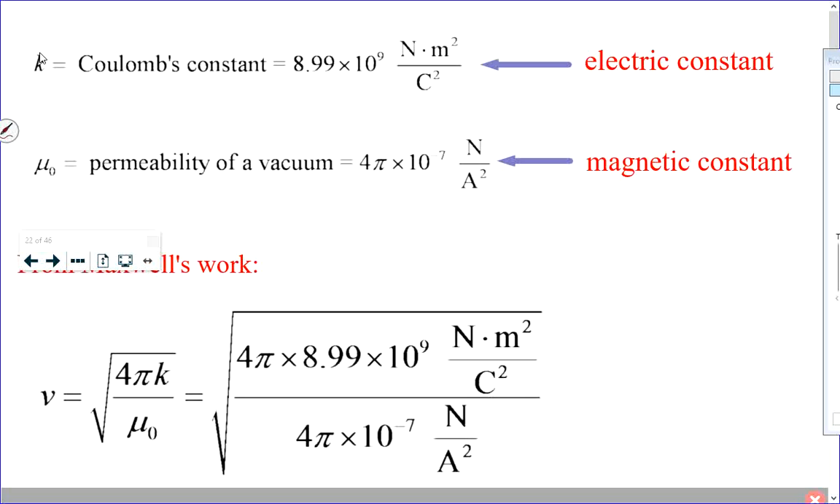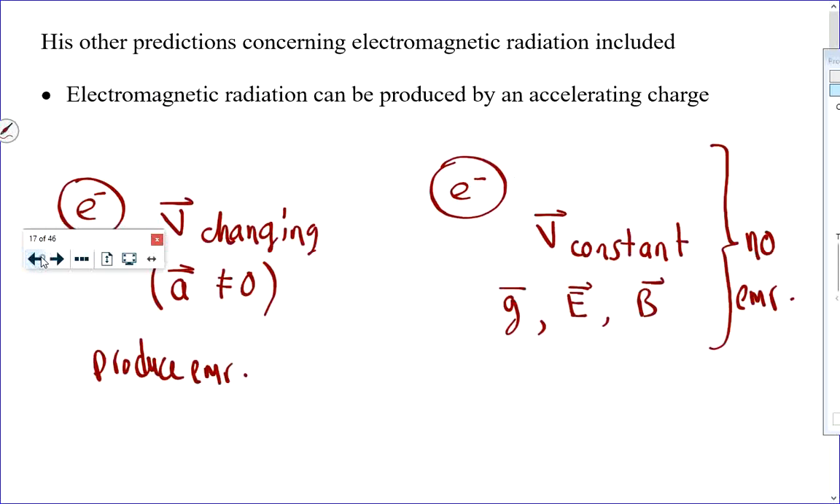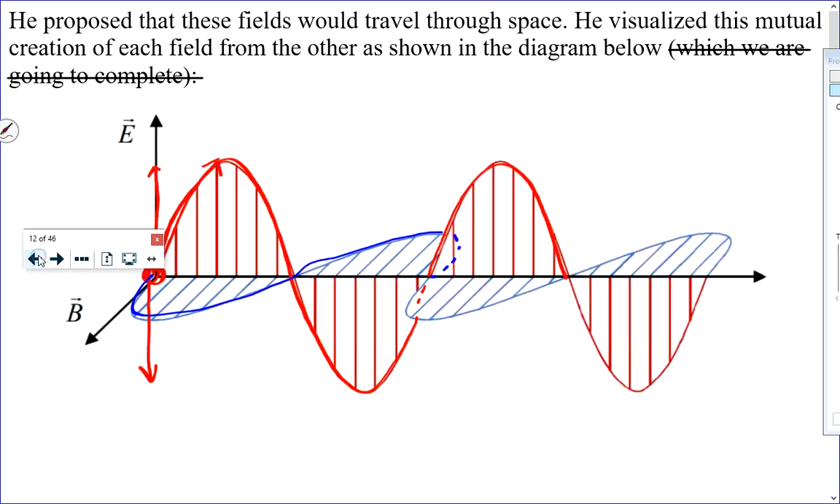And when you put them into, you could calculate it yourself, you get the speed of light, which is really a surprising result. Out of all of that mess, you get the speed of light. So I'm going to pause there, and we'll just take a look at this diagram again.